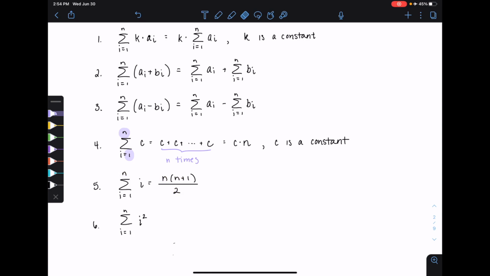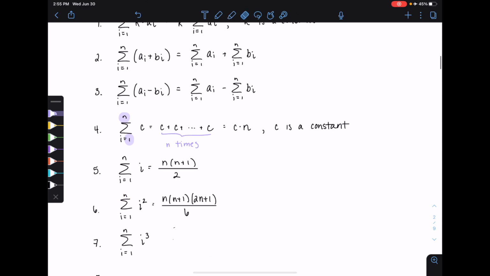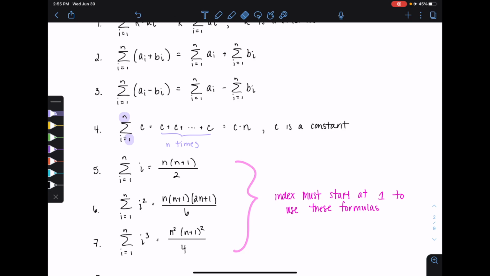If I want to add up i squared, so 1 squared plus 2 squared plus 3 squared plus 4 squared, that's a little more complicated. It would end up equaling n, so again, that upper value, n times n plus 1 times 2n plus 1 over 6. And likewise, if I want to add up i cubed from 1 to n, it would be n squared times n plus 1 squared over 4. And the key about these is, to use these formulas, all of these indexes must start at 1. If I go 3 to 100, I can't quite use this formula.